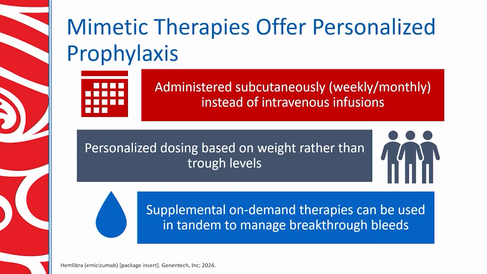Factor VIII mimetics are not a one-size-fits-all therapy. They offer some degree of personalized prophylaxis. They are administered subcutaneously, weekly, bi-weekly, or monthly instead of intravenous infusions. And we have heard the latest development is even for oral administration. There is personalized dosing based on weight and not on trough levels that were used in the past with factor levels. And of course, there is the situation where you need on-demand factor therapies or bypassing agents.